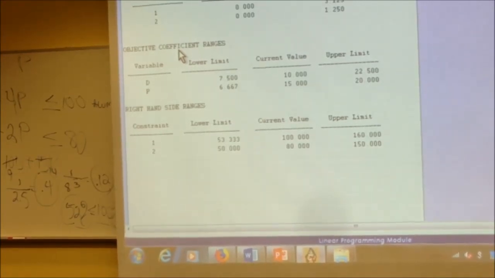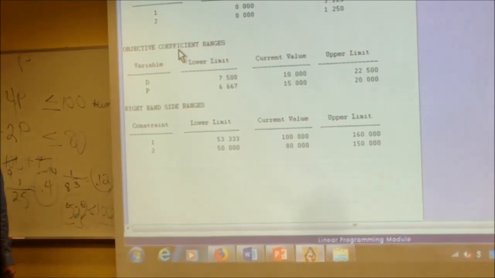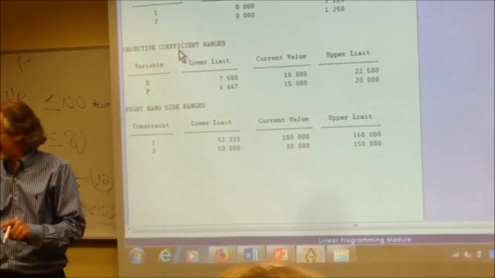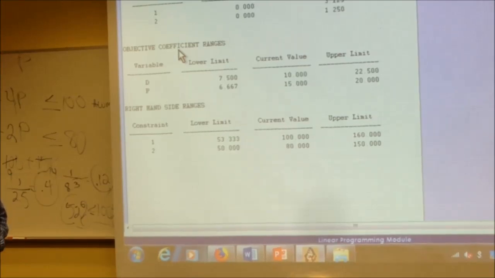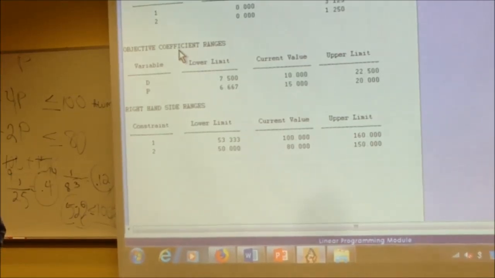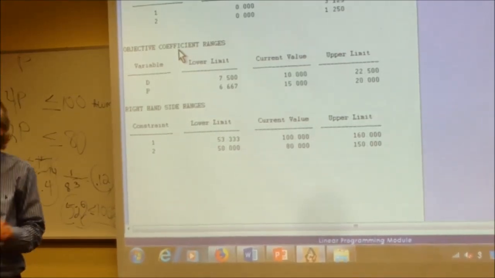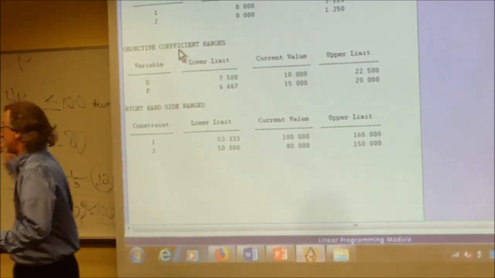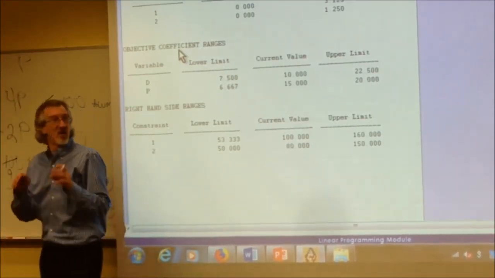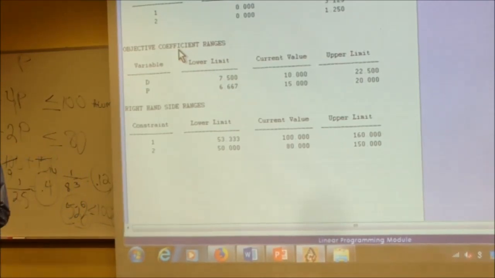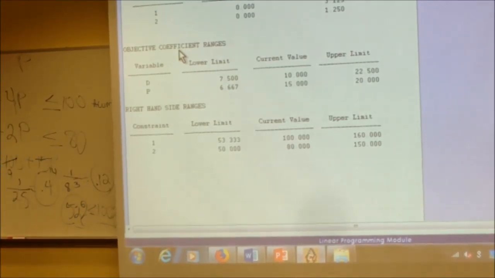Yes or no? Yes. That was a trick question. Let me say it again. We're not even checking the optimal solution. It's if the dual price is still valid. This isn't anything about the optimal solution. This is the right-hand side of the constraints. The question really is going to be, are the dual prices still valid? Yes or no? Yes, because we're less than 100%.